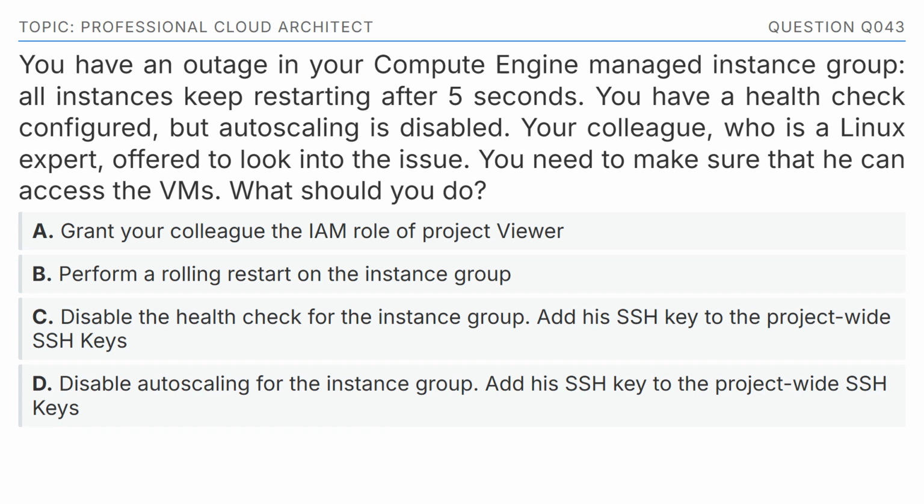What should you do? The options are: Option A, grant your colleague the IAM role of project viewer. Option B, perform a rolling restart on the instance group. Option C, disable the health check for the instance group. Add his SSH key to the project-wide SSH keys. Option D, disable autoscaling for the instance group. Add his SSH key to the project-wide SSH keys.